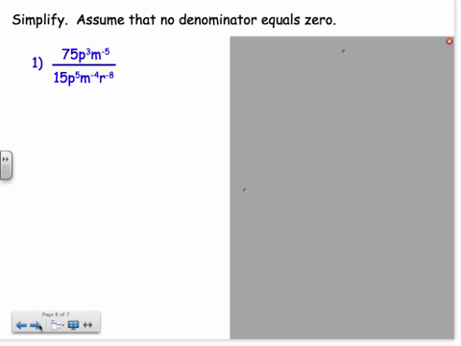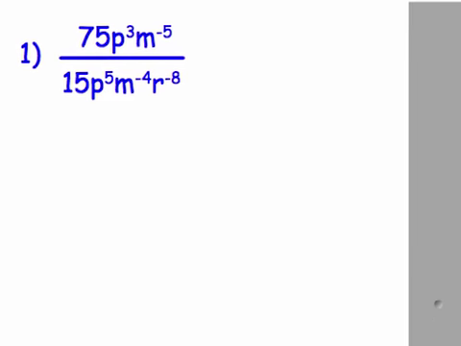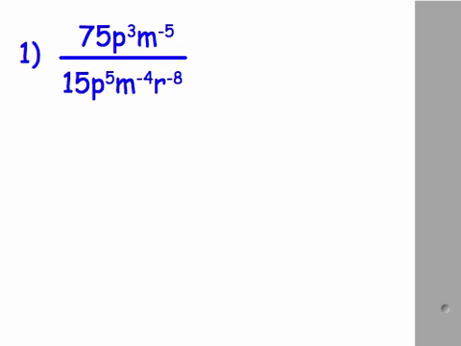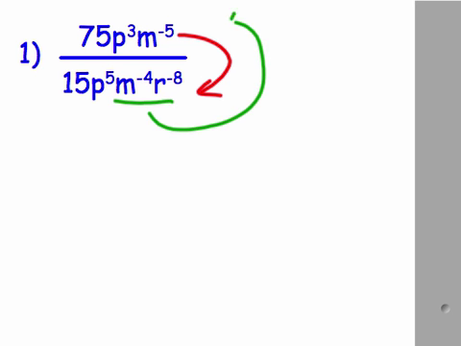All right, let's try one that kind of combines every single property we've used so far. So remember, it's a good idea to work with those negatives. Get rid of those negative exponents right away. Remember to get rid of them, you just move it to the other side of the fraction, they become positive. So basically I'm going to move this m to the negative 5th down low, that becomes positive. And I'll move these two up top and they'll become positive.